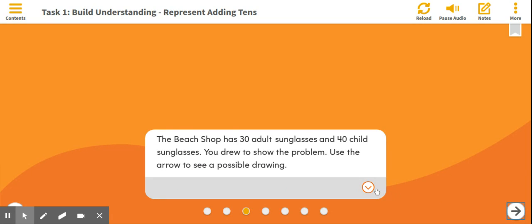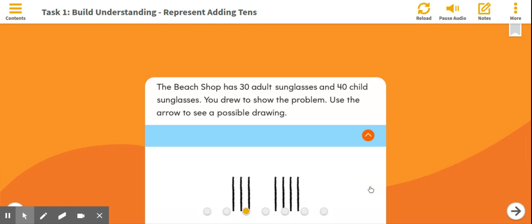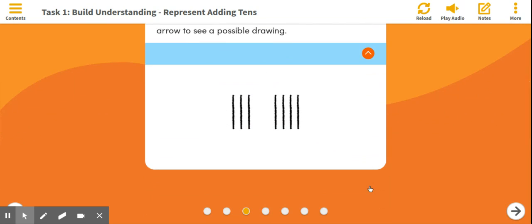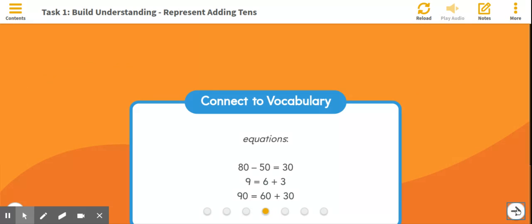The beach shop has 30 adult sunglasses and 40 children's sunglasses. You drew to show the problem. Let's see what you drew. Does yours look like that? 3 tens plus 4 tens? It sure did.